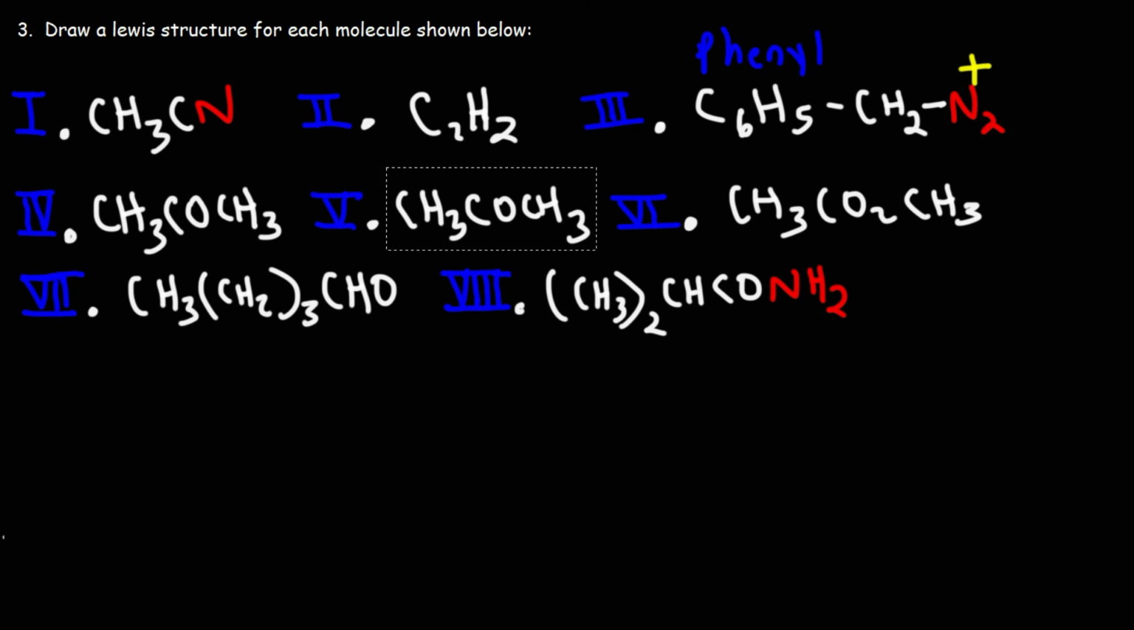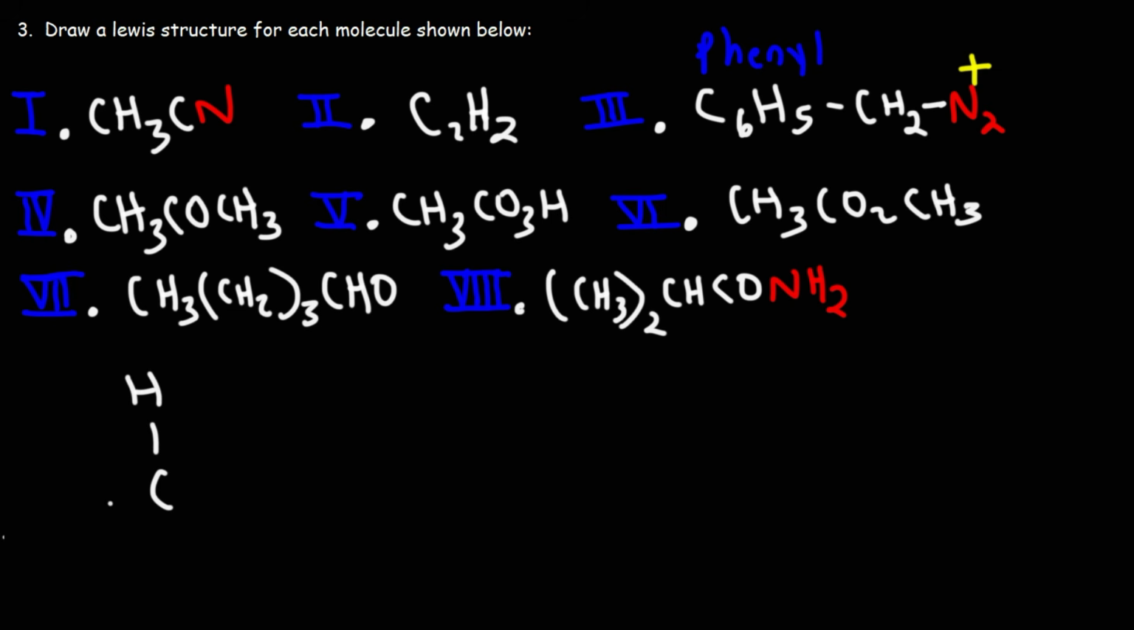It looks like I wrote the same problem twice, but this should be something different. CH3CO3H. Go ahead and try that one. So starting with the methyl group, CH3, and then we have a carbon with 3 oxygen atoms. How can we do this?